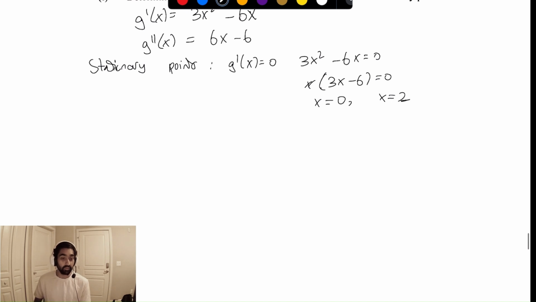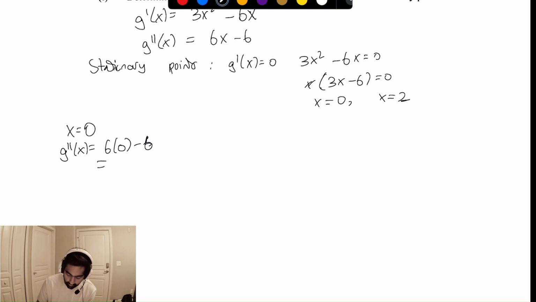But the next thing is that we need to find out the nature of these stationary points. How we do that is we use the second derivative. There's another thing that you can do. You can use what's called the first derivative test if you want, but I'm just going to use the second derivative test. So x equals 0, g double prime of x is just going to be 6 times 0 minus 6, which is just minus 6. Since this is less than 0, x equals 0 is a local maximum.